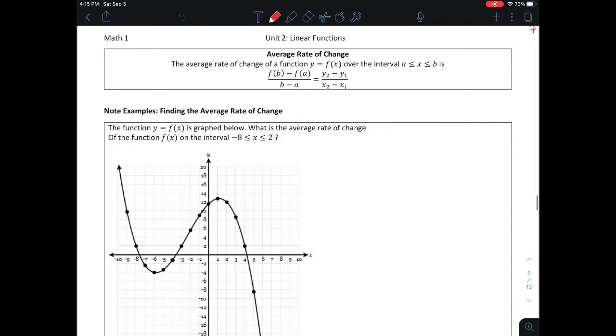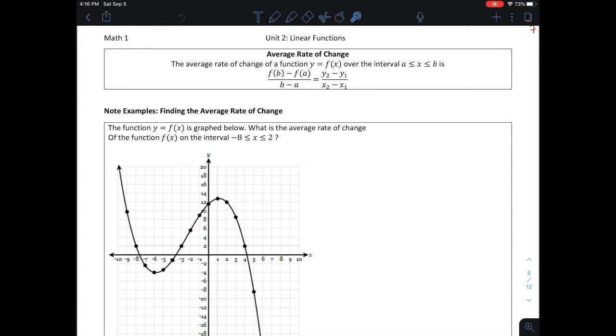Okay, in this video we're going to talk about how to find the average rate of change of a function. The average rate of change is just a fancy way of asking what is the slope of a curve over a given interval. Now, we're going to look at some graphs and functions that are not linear equations. They're not our usual y equals mx plus b.